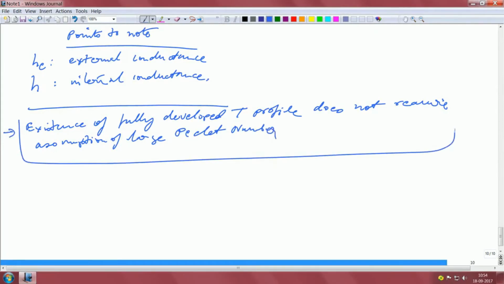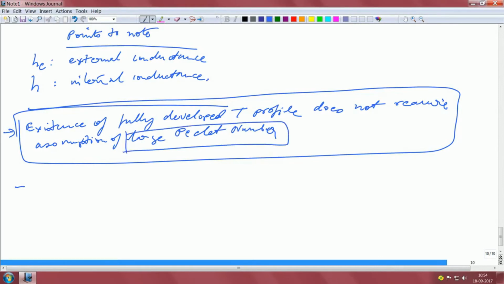Note it down properly. It does not require the definition that the Peclet number has to be very large. This is one of the key assumptions. It does not require the assumption of a large Peclet number. However, Nusselt number equal to constant does come from that large Peclet number assumption.